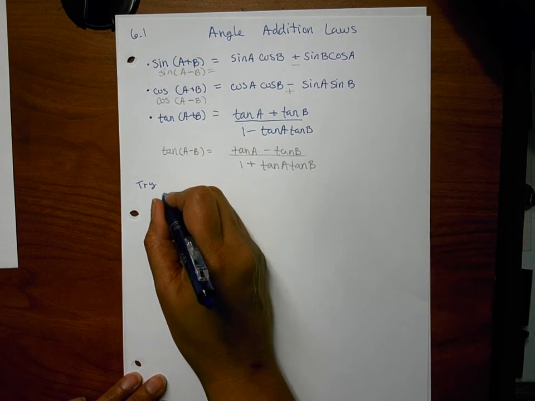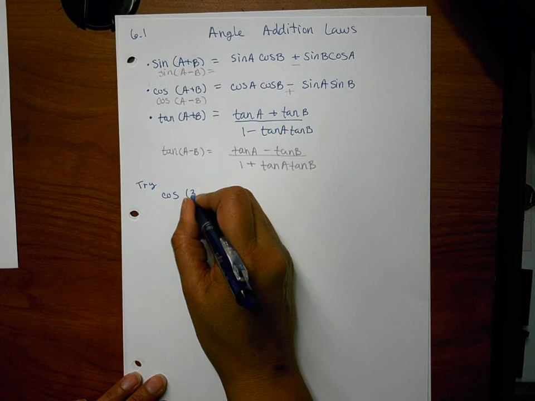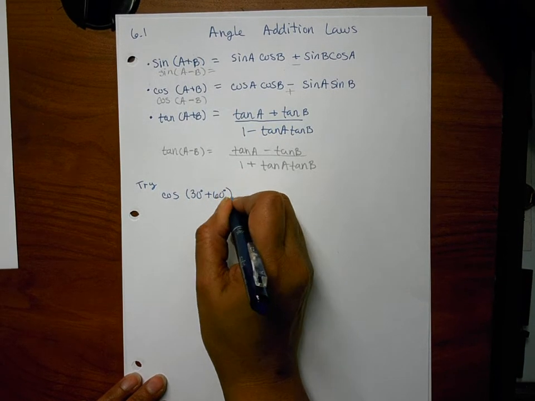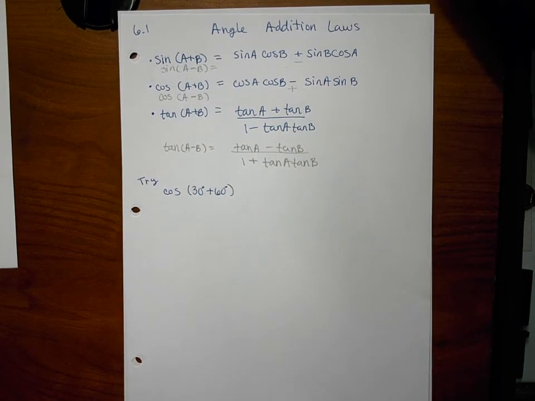Okay, we are going to test it. We're going to try it out and see if it works. We're going to try cosine of 30 degrees plus 60 degrees. Now, we use angle addition to help us simplify or break things down or even put things together. So on this one, we technically wouldn't need angle addition laws.